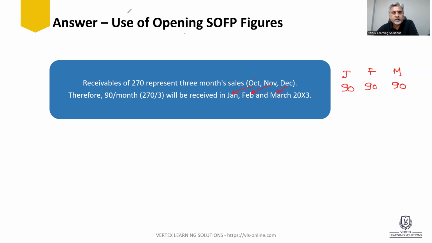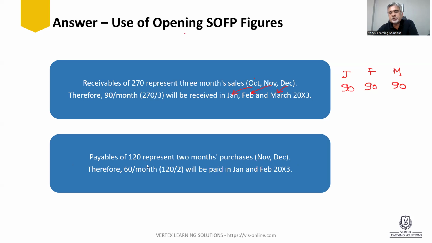Okay. And then payables of 120 represent 2 months, which means November and December purchases. Therefore, 60 million per month will be paid in January and February. So this much I have to pay. 60 I have to pay in January, and 60 I have to pay in February. This 60 belongs to November. So I pay in 2 months.